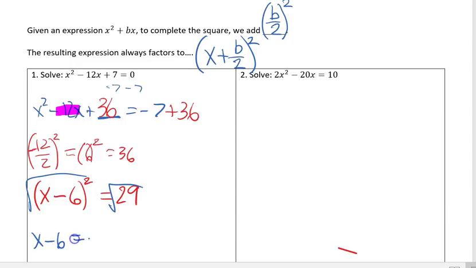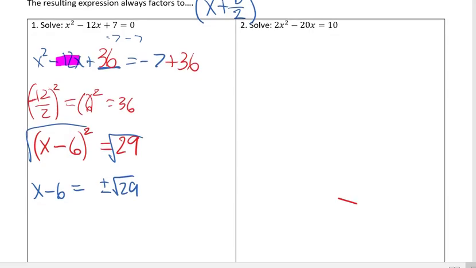So x minus 6 equals plus or minus the square root of 29. So then our solutions are x equals, so we just add 6 to both sides. So 6 plus or minus the square root of 29. So we have two answers, and our answers now are irrational numbers.